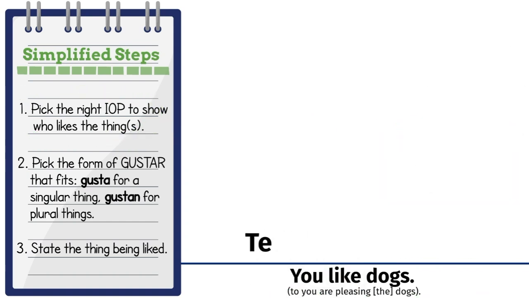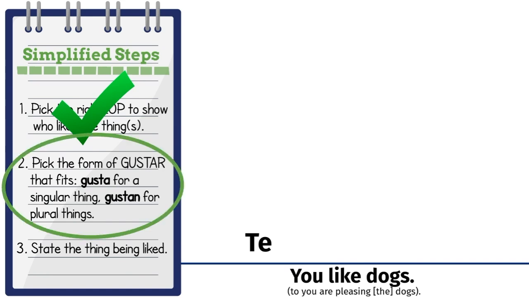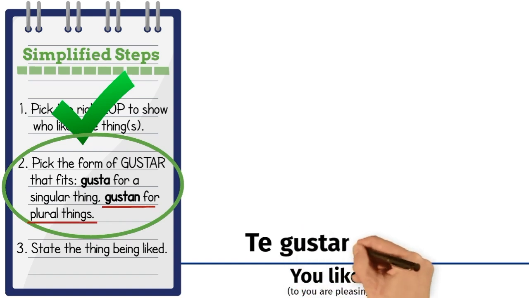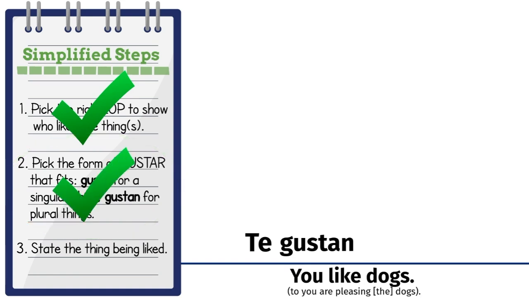On to step 2. Is the thing being liked singular or plural? Dogs. Notice the S at the end. That's definitely plural. For plural words being liked, we use gustan. Te gustan. Finally, we add the noun being liked, los perros. Te gustan los perros. You like the dogs. Good. Now you have the basics.